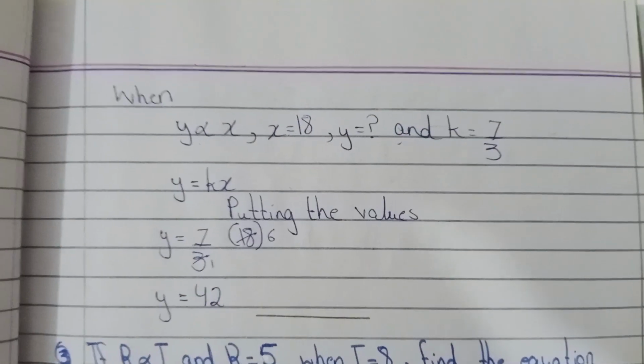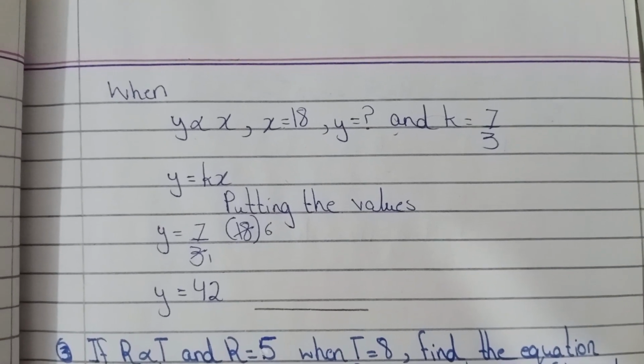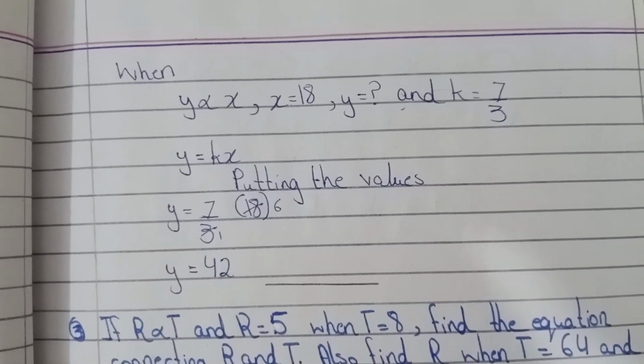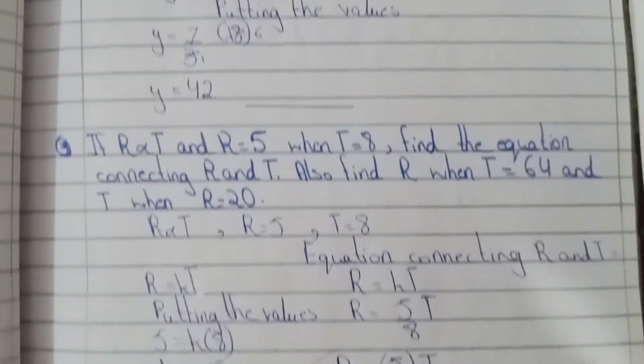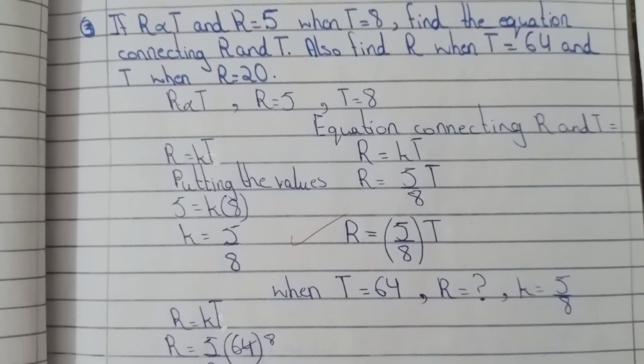Now next part, we have to find y when x is 18. So the equation is y equal to kx, k is 7 over 3 and x is 18. After doing the cancellation we get 42. Now question 3, r is directly proportional to t. So the equation becomes r is equal to kt.